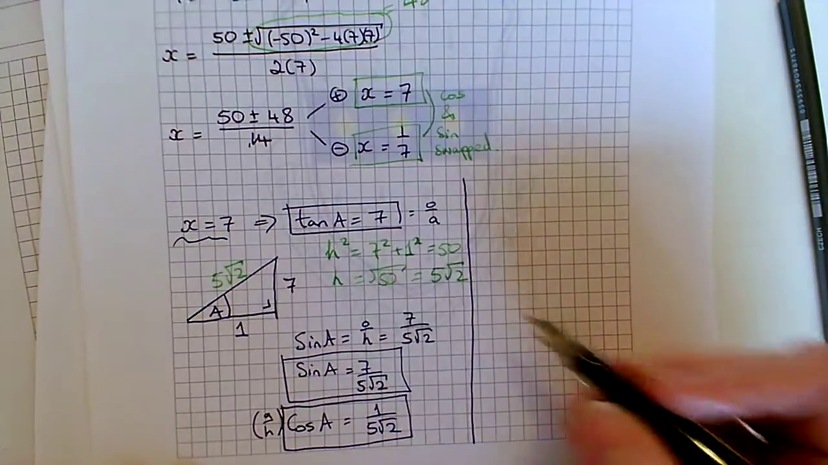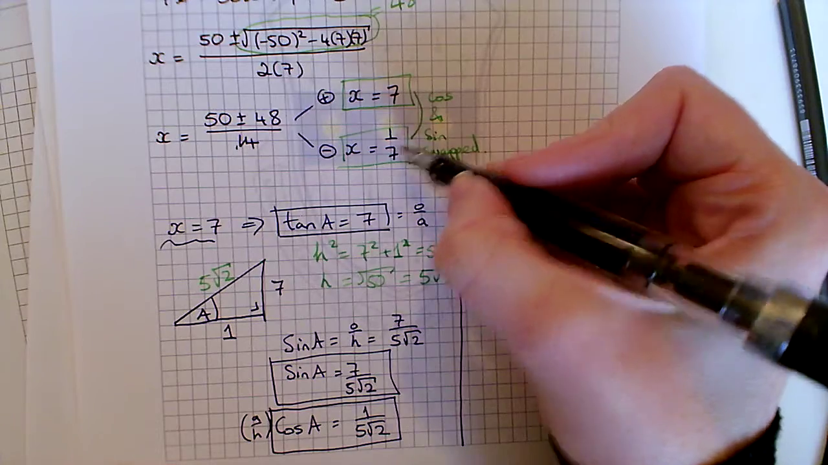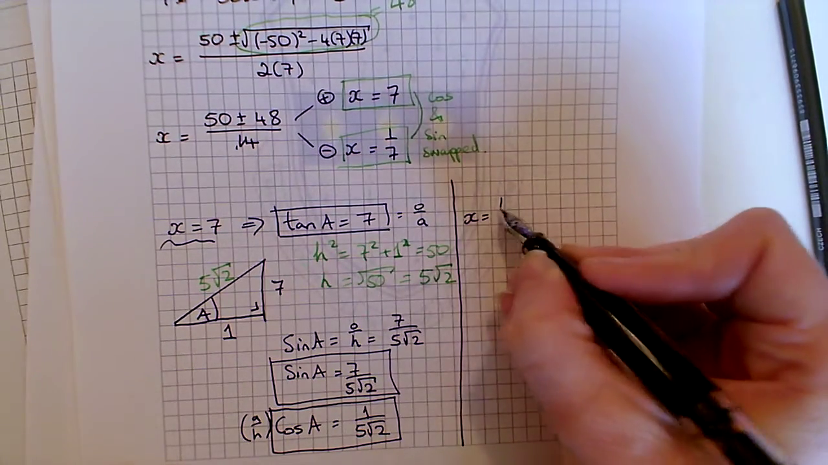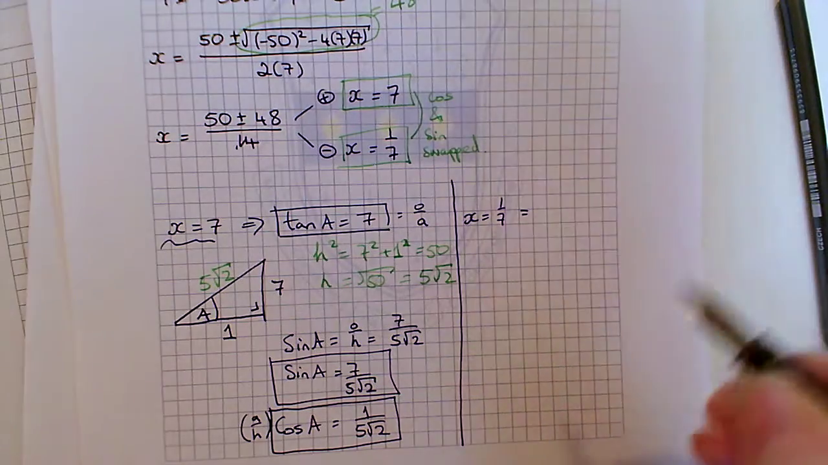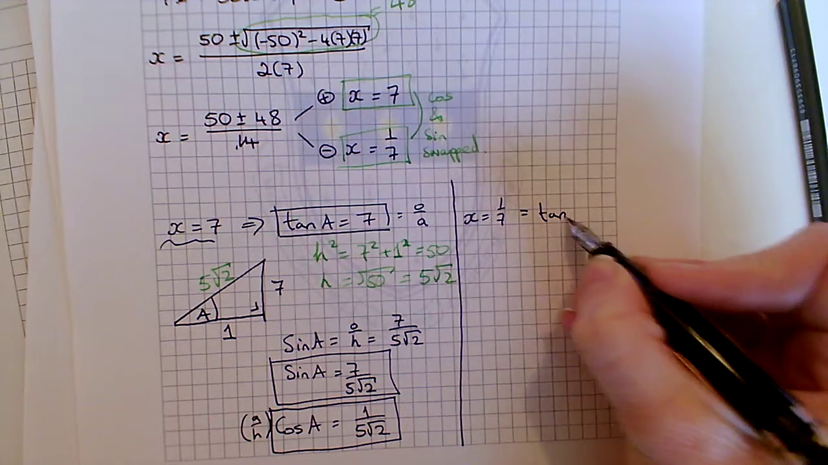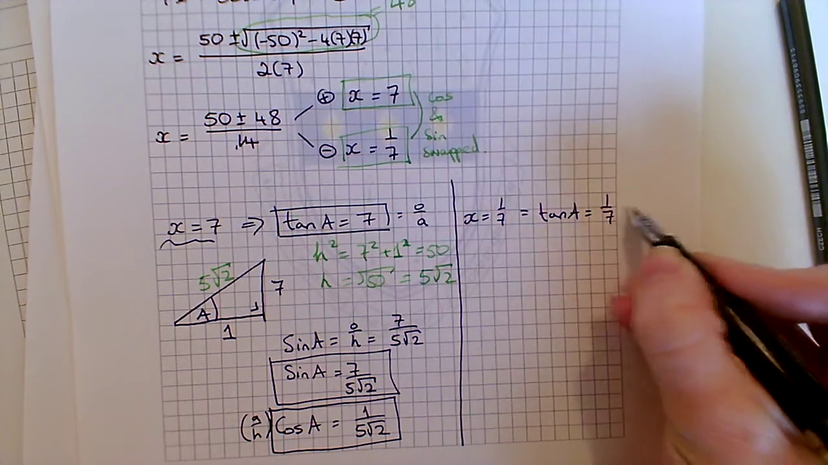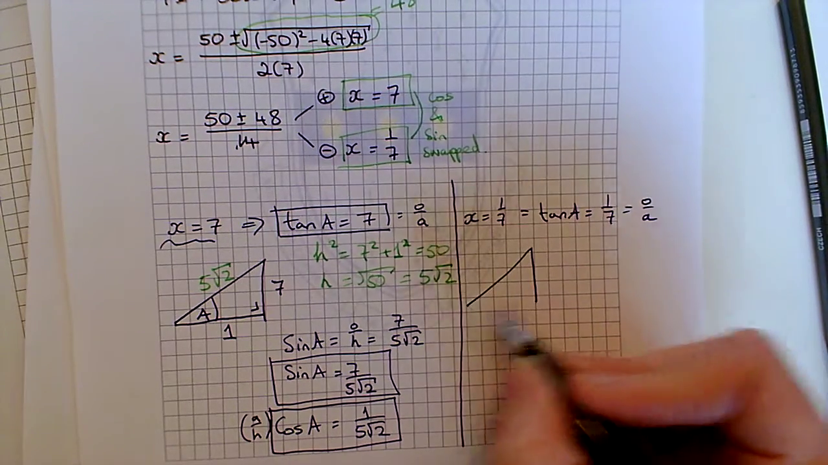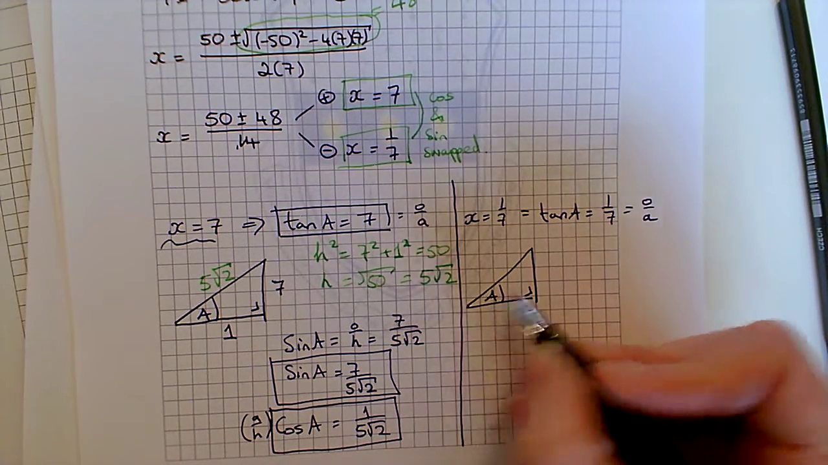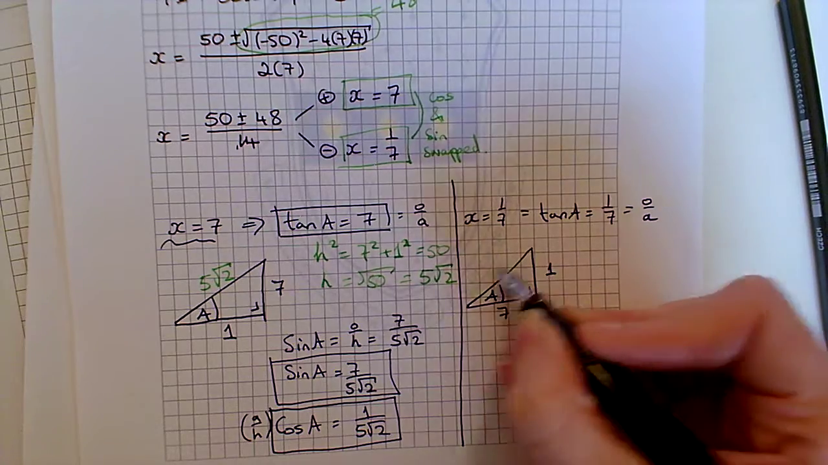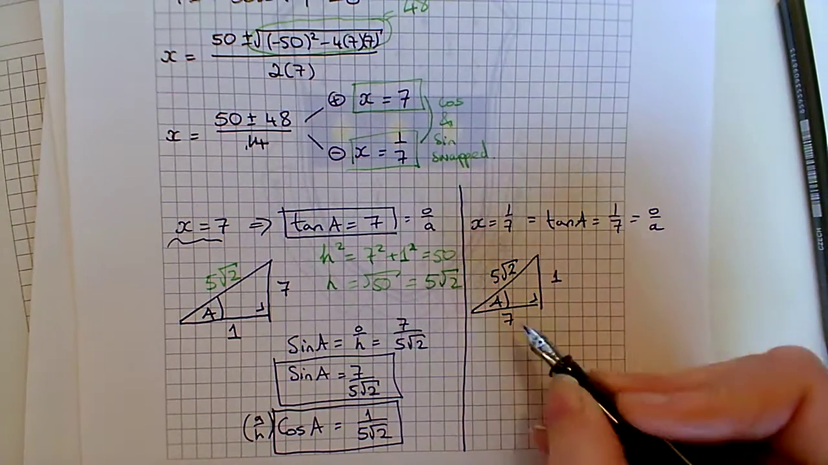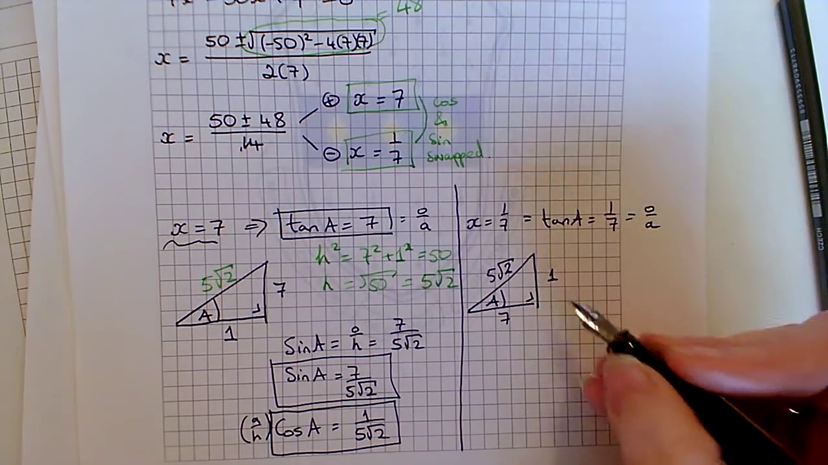Right, I said what will happen if we use x equal to a seventh is that these values will swap around. So let me show you. So if x was a seventh, then tan of my angle will be 1 over 7, and that is opposite over adjacent. So again, my angle is down here. The 1 and the 7 have swapped around. My hypotenuse is still going to be 5 root 2 because x squared plus y squared equal to h squared.